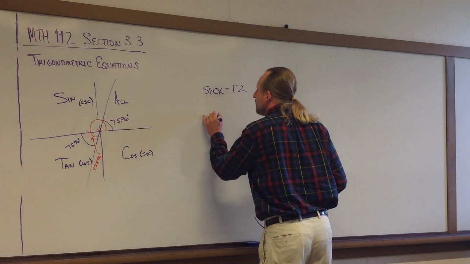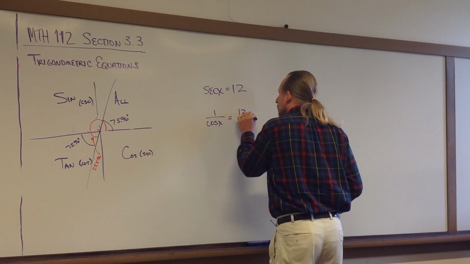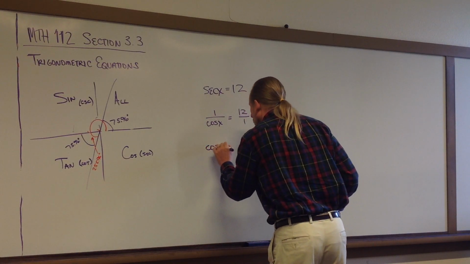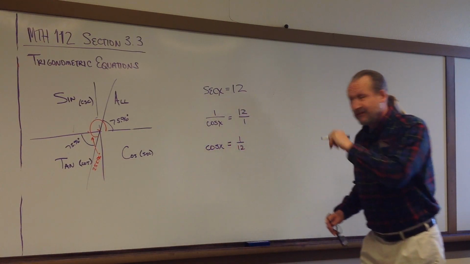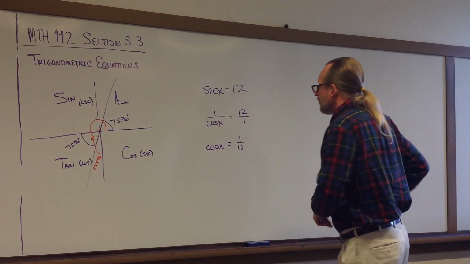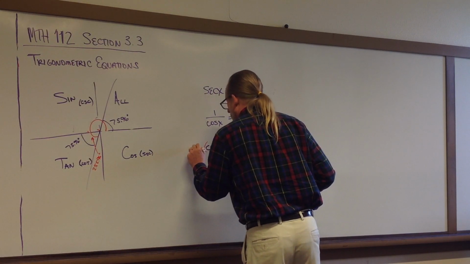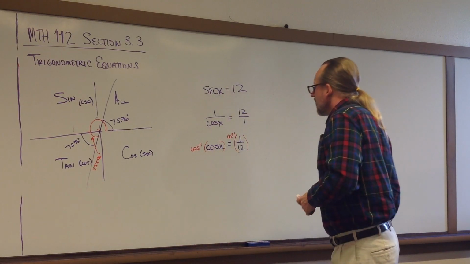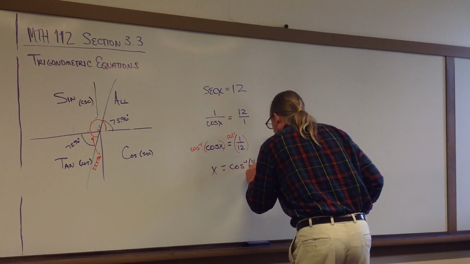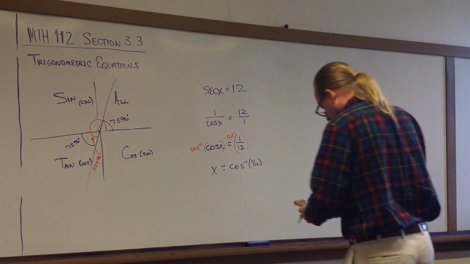So what we can do is rewrite this as 1 over the cosine is equal to 12 over 1. Now take a reciprocal on either side. So that says that the cosine should be equal to 1/12. Now it's the same as those other problems. We're going to take an inverse cosine on both sides. That means this side will just be x. Over here we'll get inverse cosine of 1/12. Let's see what we get there.